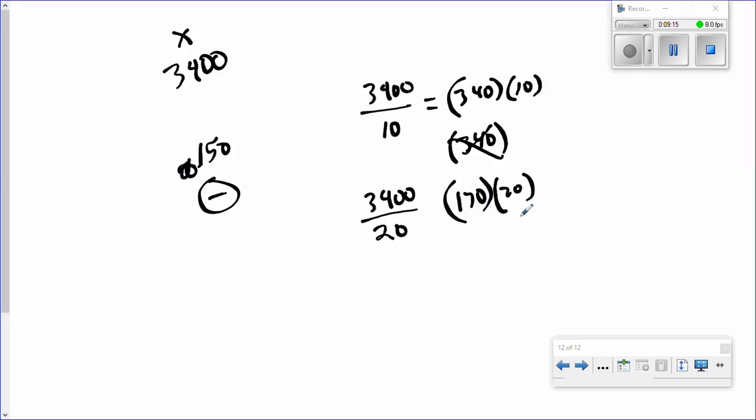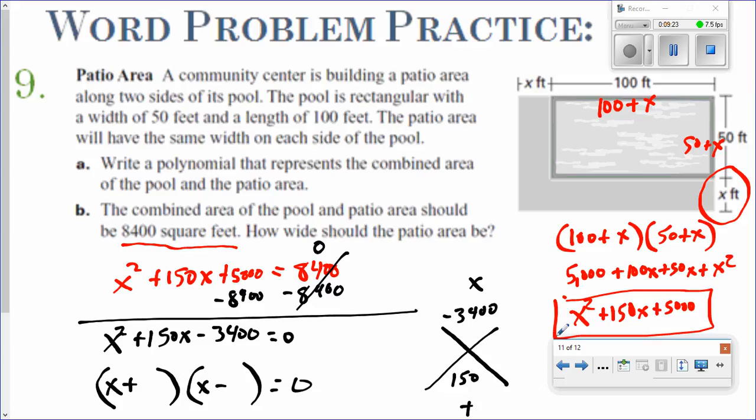Okay. What's the difference between 170 and 20? Ta-da! It's 150. So I go back and I realize, well, the positive one has to be bigger, so that's 170. The negative one has to be smaller, so that's 20. And that's it. I'm done.